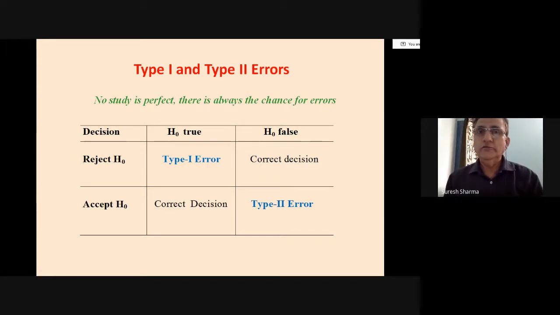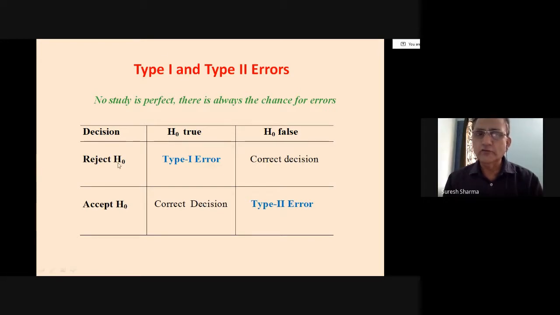And for any system to be better and better, we want these errors to be very, very small. You cannot expect everything to be 100% correct. So we want these errors to be very, very small. Now, what should have been the correct decision? The correct decision is to accept H naught when H naught is true. Something is of good quality and you have also accepted that. So that's the correct decision.